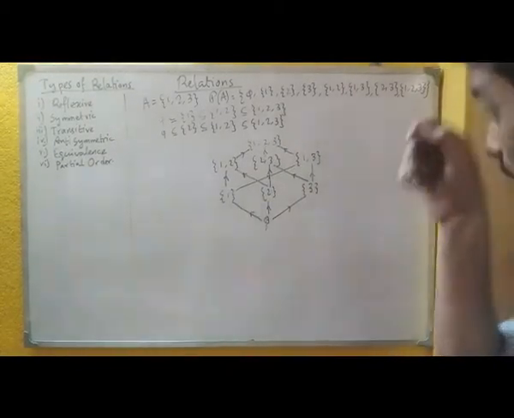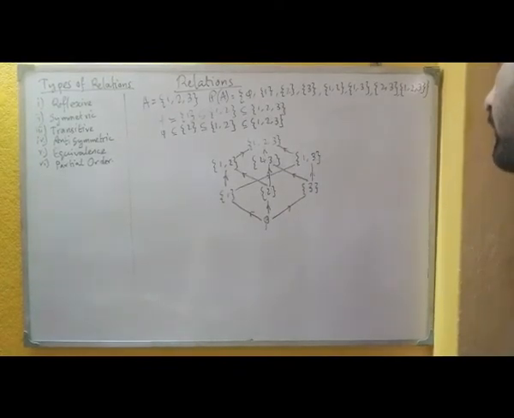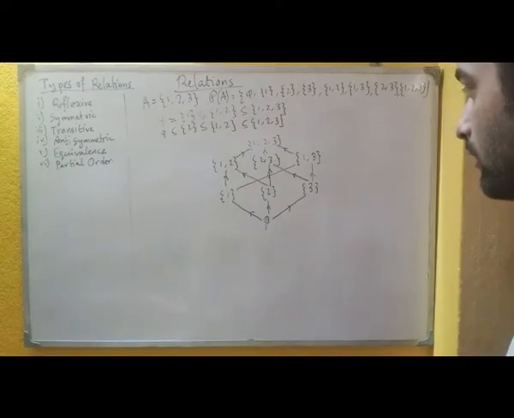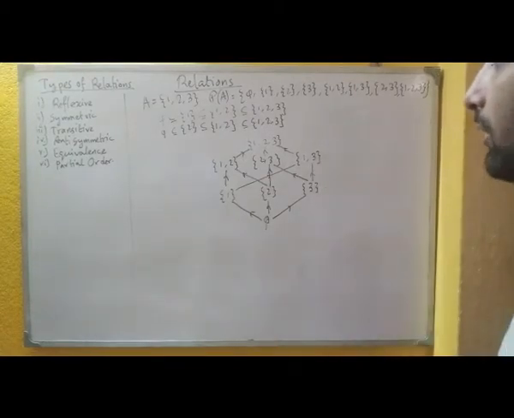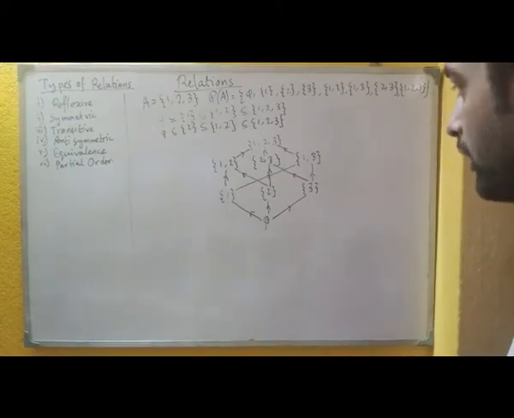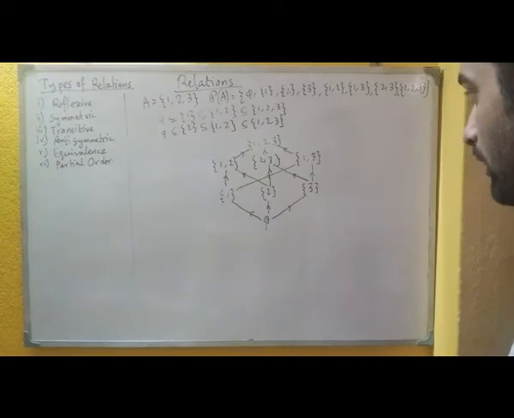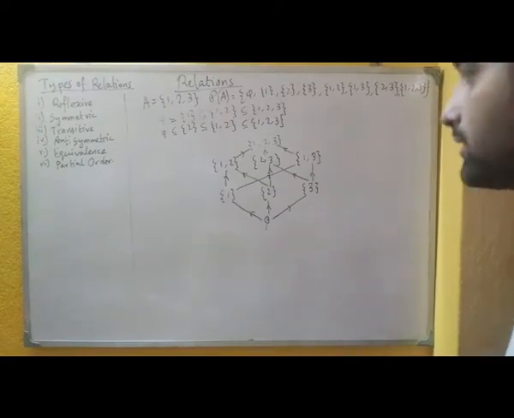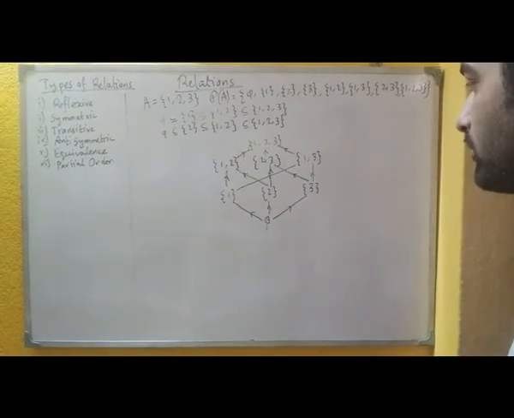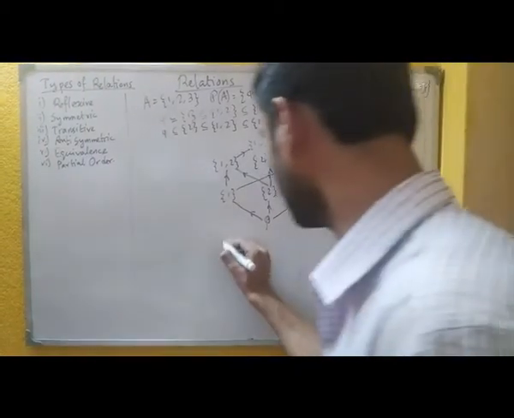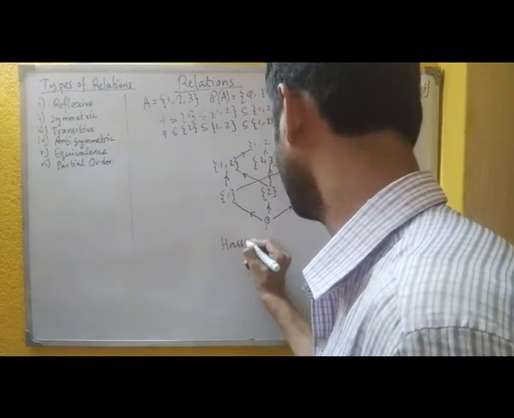So all these orderings we can define on this set using the partial order relation. This is the way we order the elements of some set using a partial order relation. There are many more things in this topic. This diagram is called the Hasse diagram.